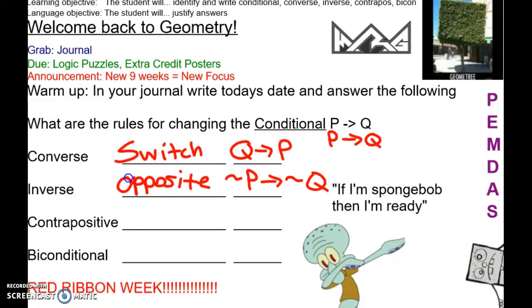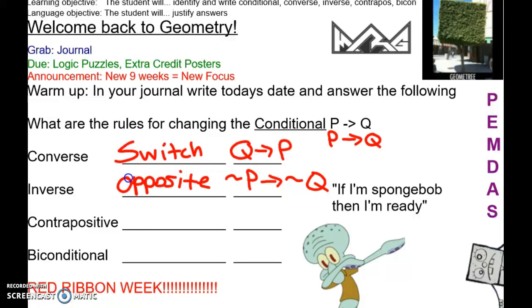What's the opposite of I'm SpongeBob? I'm not SpongeBob. What's the opposite of I'm ready? I ain't ready. All right, so let's put it together. If I'm SpongeBob, then I'm ready. What's the inverse? If I'm not SpongeBob, then I'm not ready. Okay? So that's what an inverse is. Keep the order, but make it opposite for the P and the Q.